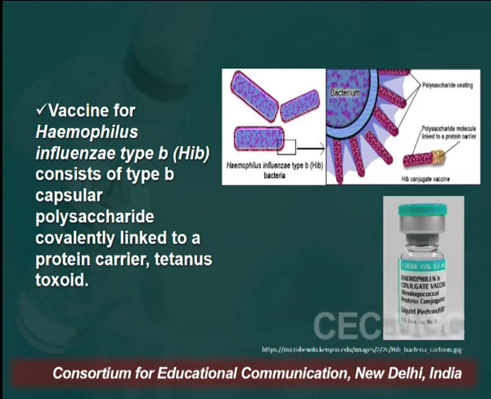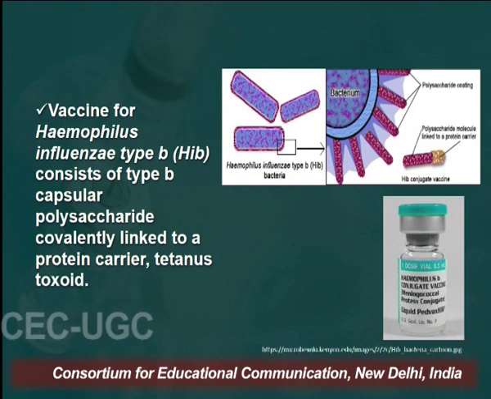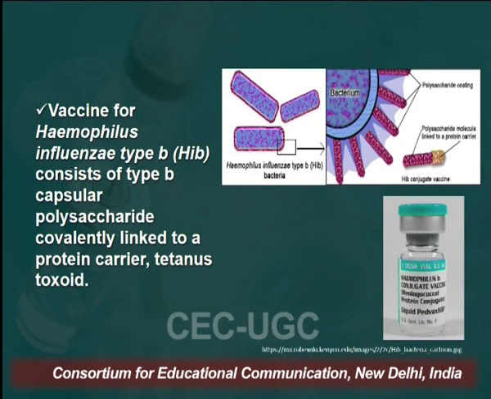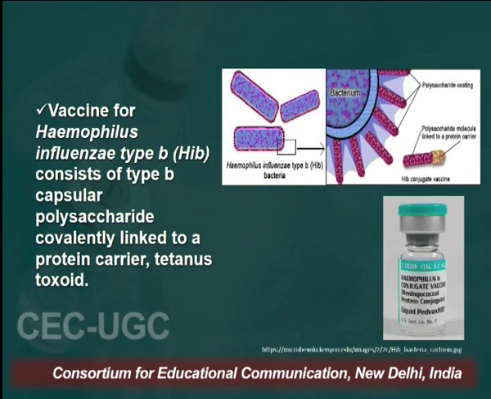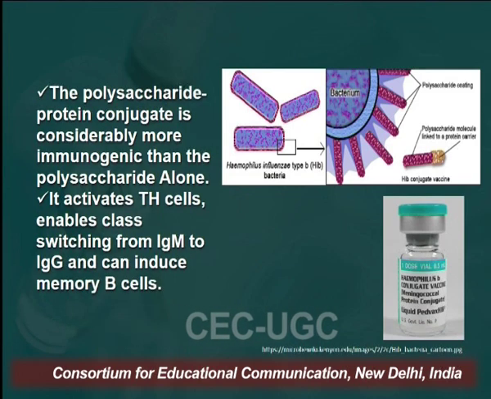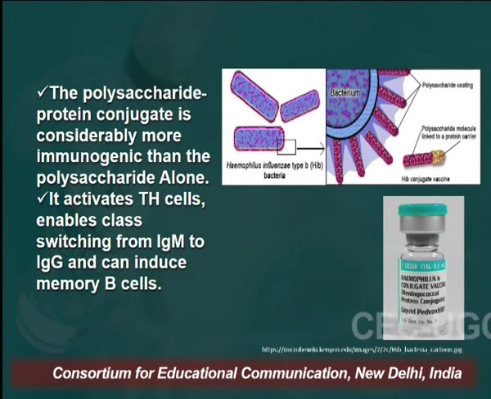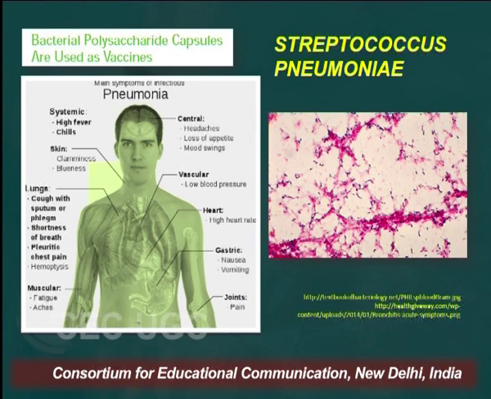So whenever these vaccines are given to the person, as the polysaccharide capsular protein is present over there, they elicit the antibody reaction, and the antibodies are produced against the Haemophilus influenzae. Now this polysaccharide protein conjugate is considered to be more immunogenic than the polysaccharide alone. It activates the T helper cell, enables the class switching of IgM to IgG, and can also induce the memory B cells.